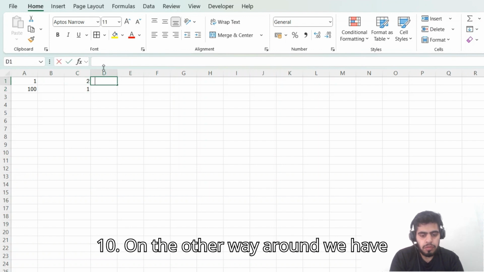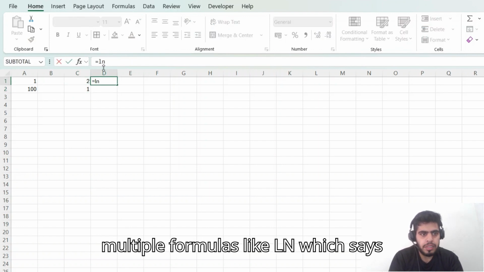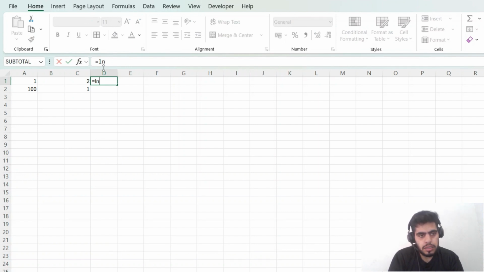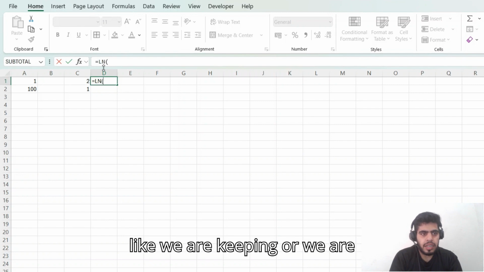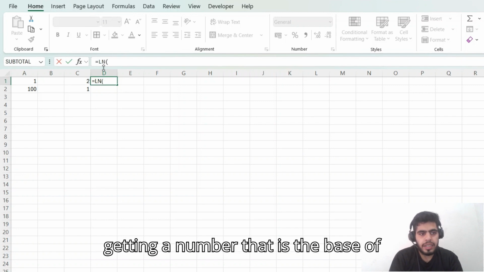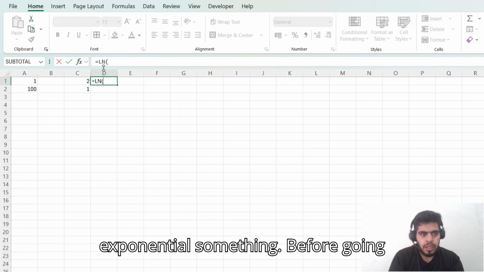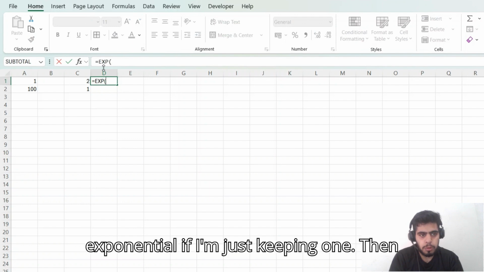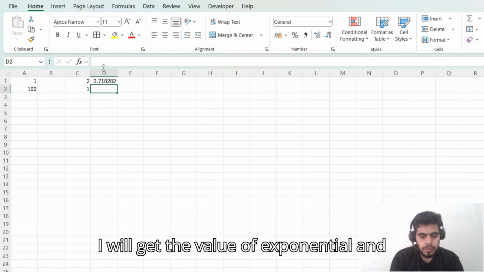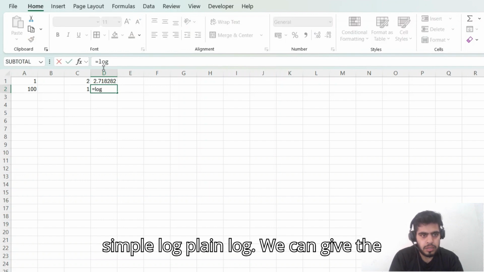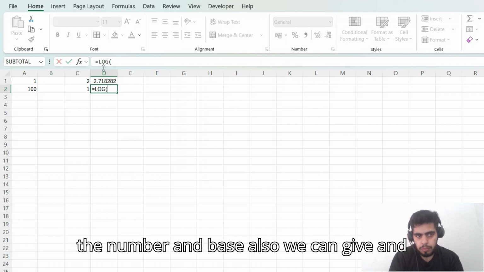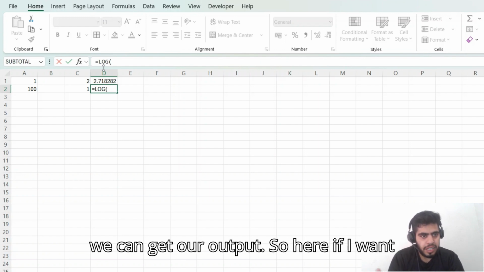On the other hand, we have multiple formulas like LN, which returns the natural logarithm of a number. Here the base is the exponential constant. In the previous video we learned the EXP formula; if I keep 1, I get the value of e. And we have one more formula, the plain LOG. We can give the number and the base also, and get our output.